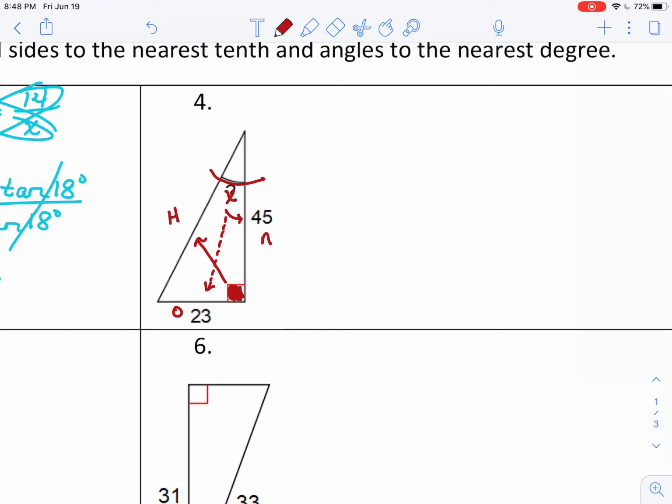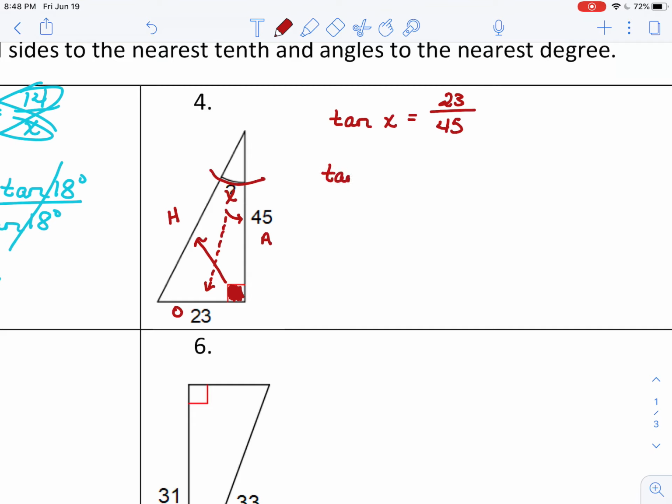I have the opposite leg, I have the adjacent leg, but I don't care about the hypotenuse. SOHCAHTOA tells me that if I have the opposite and the adjacent, I will be using a tangent ratio. So I don't know the angle that I wrote those labels from, so I'm just going to call it x. But I do know it's always the ratio of the opposite leg to the adjacent leg.